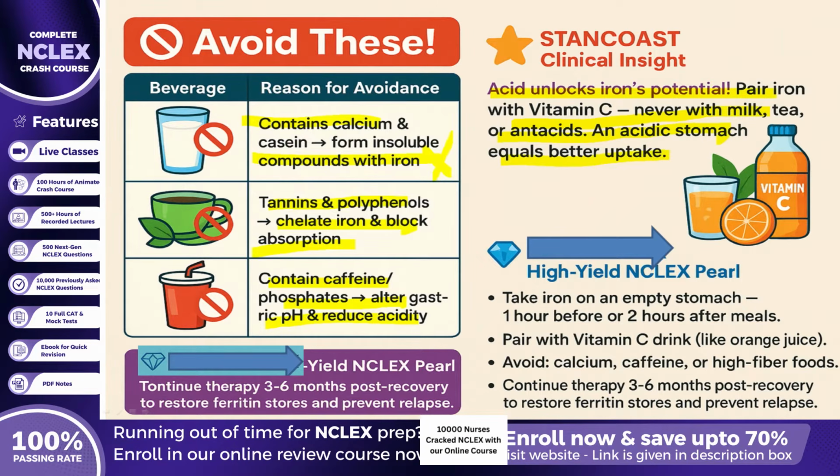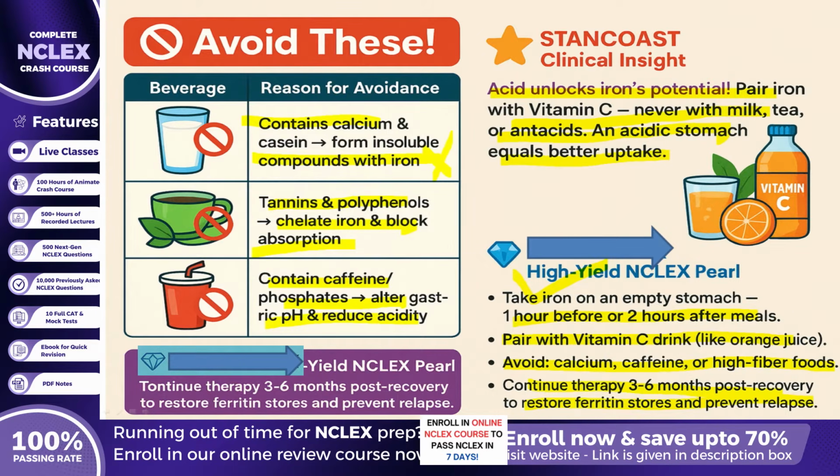Moving forward to the Stancoast High-Yield NCLEX Pearl, iron supplements are best taken on an empty stomach, ideally 1 hour before or 2 hours after meals. Accompanied by a vitamin C-rich drink such as orange juice, students should remember to avoid taking iron with calcium, caffeine, or high-fiber foods, as these can interfere with absorption. Finally, iron therapy should be continued for 3 to 6 months after the correction of anemia to rebuild ferritin stores and prevent recurrence of deficiency.